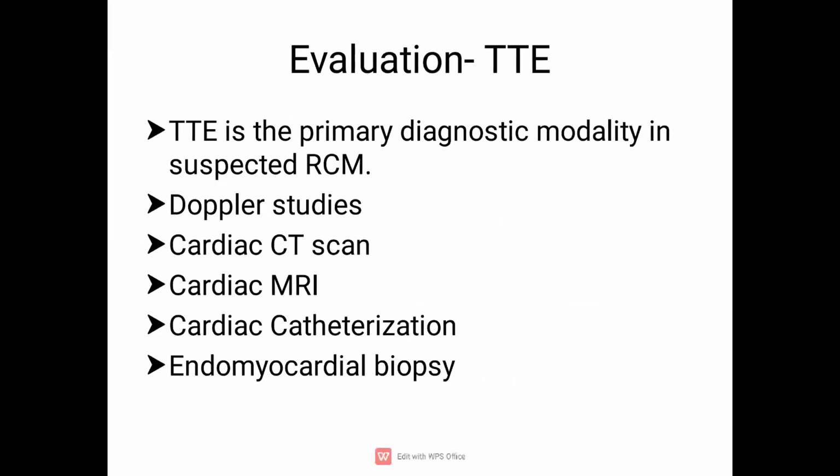Other investigations that are also very important include echocardiography. One could do a transthoracic echocardiography, then also Doppler studies, cardiac computerized tomography scan, cardiac magnetic resonance imaging, also cardiac catheterization, as well as endomyocardial biopsy. These are very important, especially when it comes to identifying the specific cause of the restrictive cardiomyopathy.